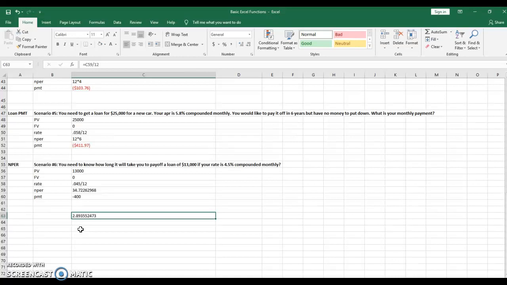Okay, so that's how NPER works. NPER will always give you your total number of payments you're going to make. So you have to divide it by whatever your N is. If you're making quarterly payments, you would divide by 4. If you're making daily payments, you would divide by 365. If you're making monthly, which is most common, you divide by 12, and it will tell you the number of years to pay it off.